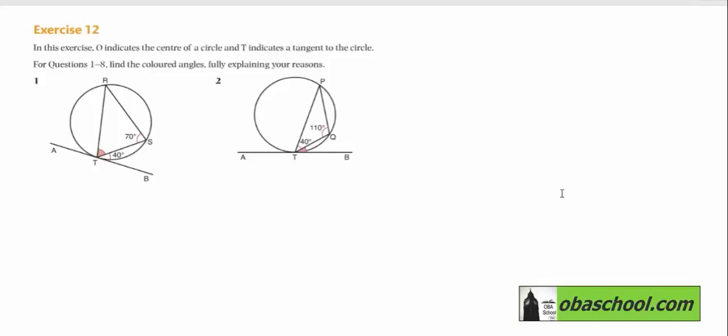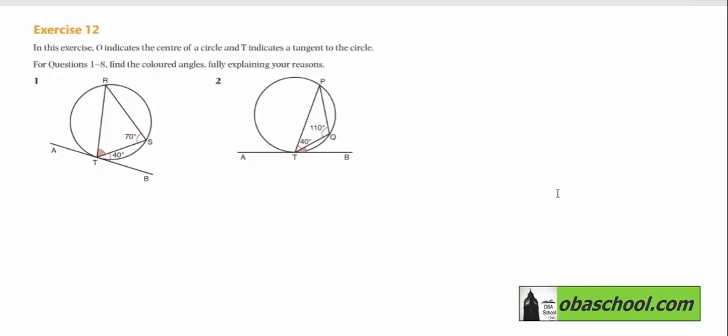In this tutorial, we're going to be solving exercise 12. The exercise says, in this exercise, O indicates the center of a circle and T indicates a tangent to the circle. For questions 1 to 8, find the colored angles, fully explaining your reasons.